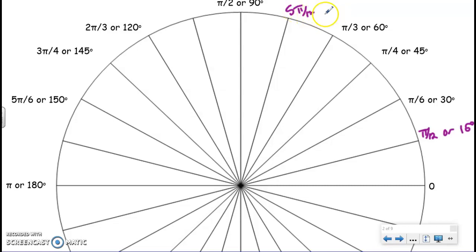Is that right? 5 pi over 12, yeah, or 75 degrees, by using the sum and difference. So if I know 90 and I know 120 and I know 45, I can subtract the two to find 75. So that's what we're going to use here.